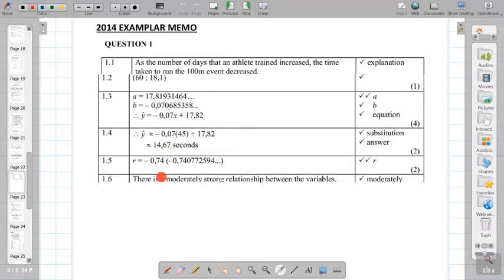And the correlation coefficient, which is R, you get what? So this A value, B value, and the R value are from the calculator. So you got that. And because it is closer to -1, we can say strong, but it says moderately strong, okay? That means we can say your prediction in 1.4 is moderately reliable. Okay.